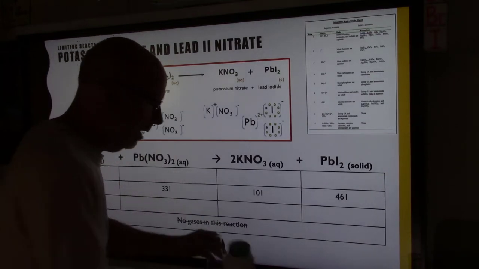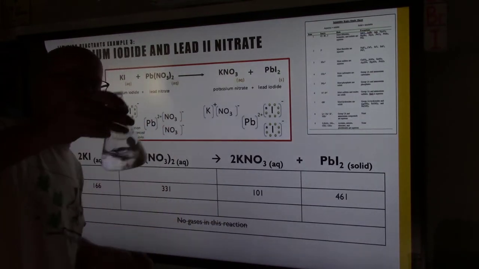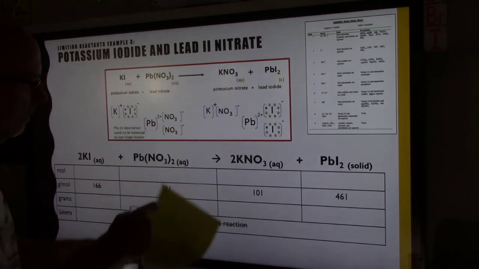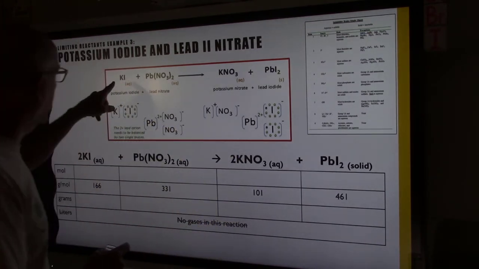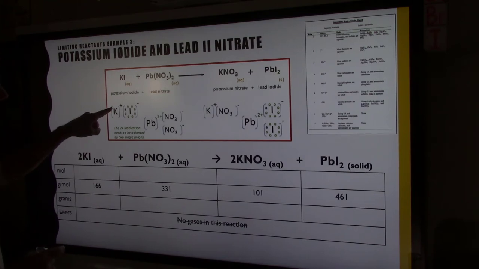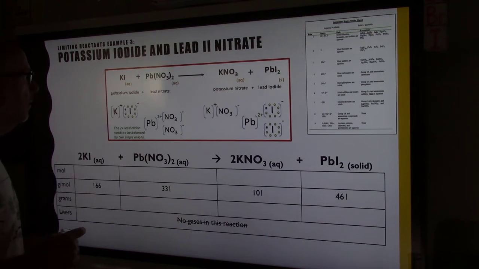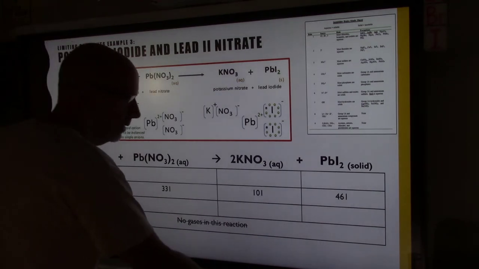So solids, add some water to them, then they become aqueous. You can see through it. Aqueous, you can also look it up on your periodic table. So potassium iodide, it's a K with a +1 and I with a -1. Loses an electron, gains an electron, opposites attract. That's a formula unit. And then lead 2 nitrate is here.